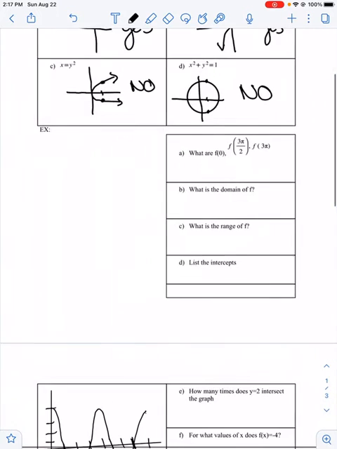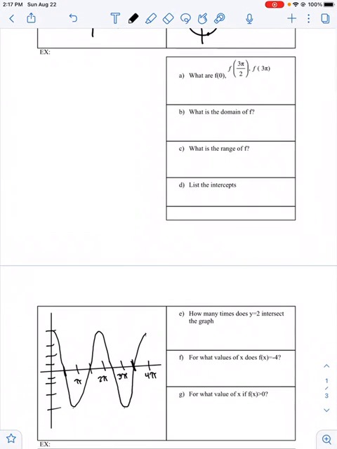Alright, next we're going to be looking at this graph down here and answering A through G. So what are f of 0, f of 3 pi over 2, and f of 3 pi? So for f of 0, what's inside that parentheses is your x value. So we're going to go to the x value of 0 on our graph and find its y value. So f of 0 equals the y value of 4.